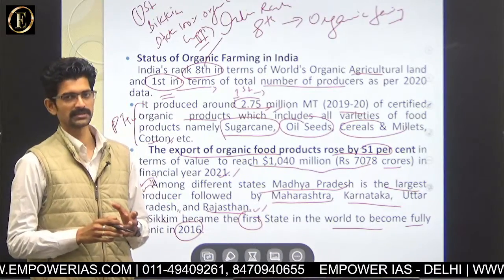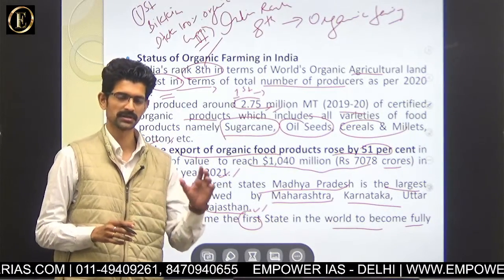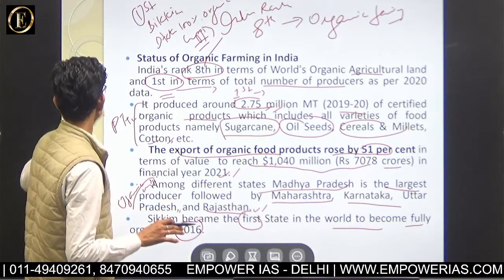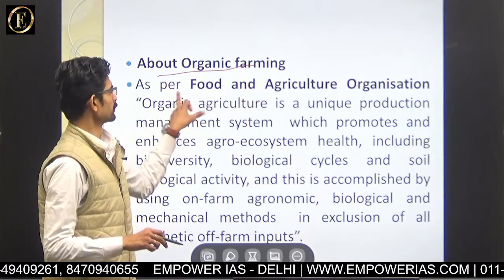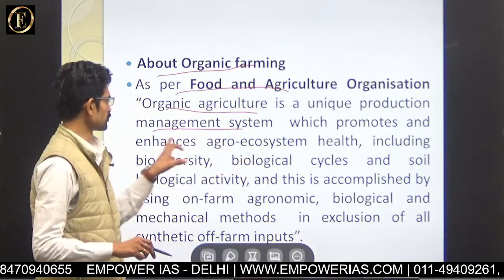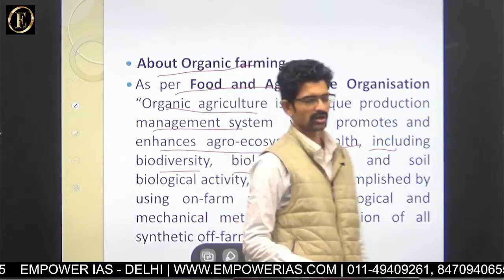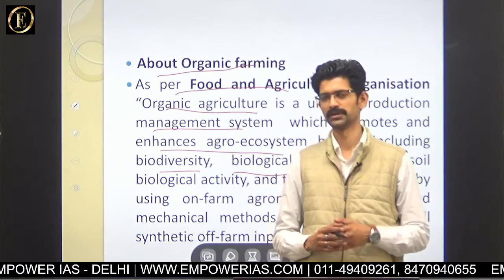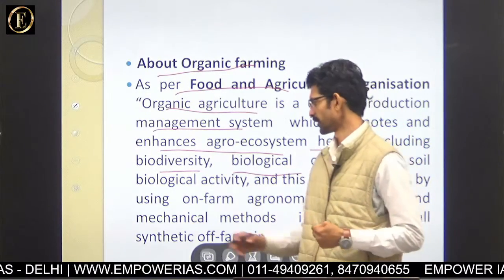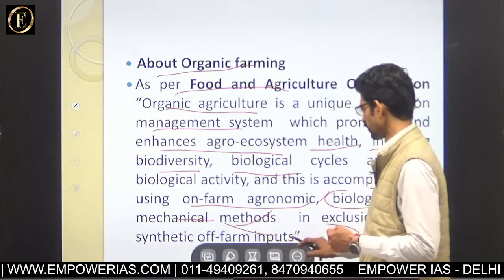Whenever you are writing your answers in the mains, you can justify your answers by quoting how Sikkim has improved its potential of green farming by introducing 100% organic cropping and omitted all kinds of chemicals and fertilizers. Now what is organic farming? As per the Food and Agriculture Organization, organic agriculture is a unique method of production and management system which promotes and enhances agroecosystem health including biodiversity, biological cycles and soil conservation methods. यानी कि ऑर्गेनिक फार्मिंग मेथड में हम सॉइल कंजर्वेशन करते हैं, soil fertilization, and there is reduction in the chemical and biological waste. Then on-farm agronomic, biological and mechanical methods, in the exclusion of synthetic and off-farm inputs.